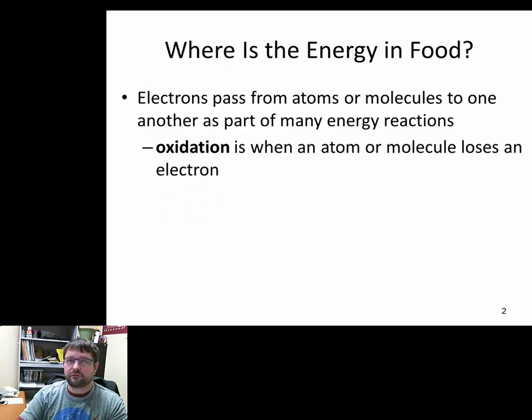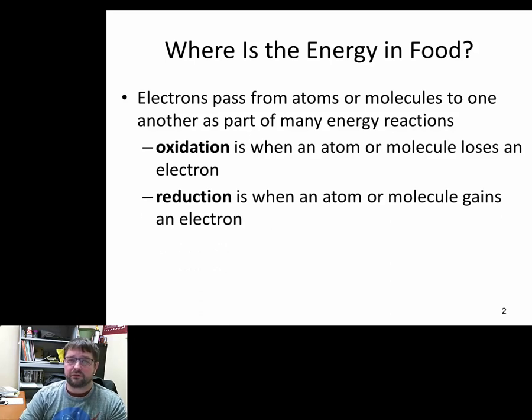Now we have special terms to deal with that movement of electrons. And so anytime an atom or a molecule loses an electron, it's considered oxidized, or it goes through an oxidation reaction. Anytime a molecule or atom gains an electron, it's considered reduced, or goes through a reduction reaction. Now, I know that most people, especially the first time you hear this, you're like, reduction? You sure you don't have those backwards?